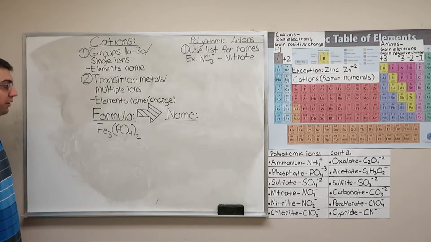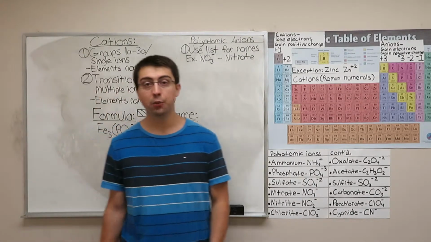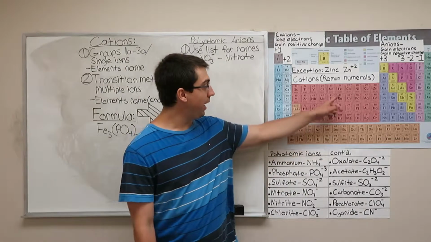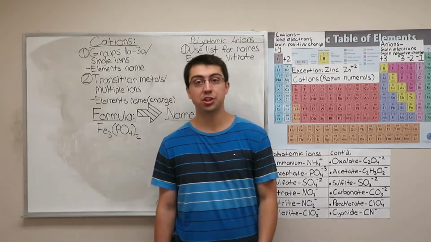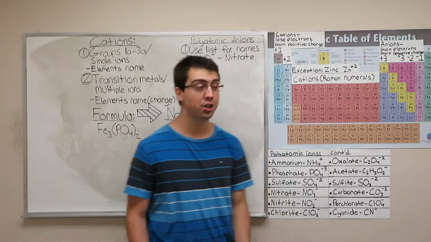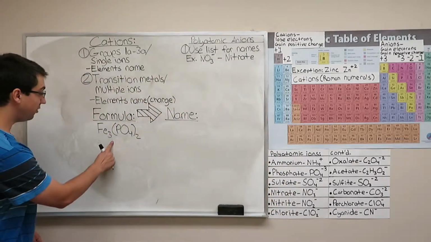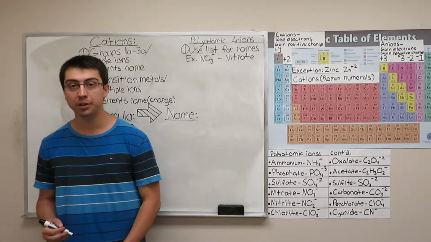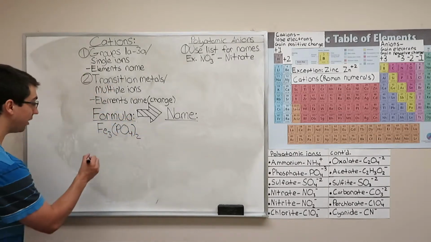Our formula is Fe3(PO4)2. First we need to write down both of their names. Fe is iron. Iron is a transition metal and it has multiple ions, so we need to work backwards to find out its charge. If we look at the formula, this subscript 3 means that we have 3 irons, so I'm just going to write its symbol down 3 times.